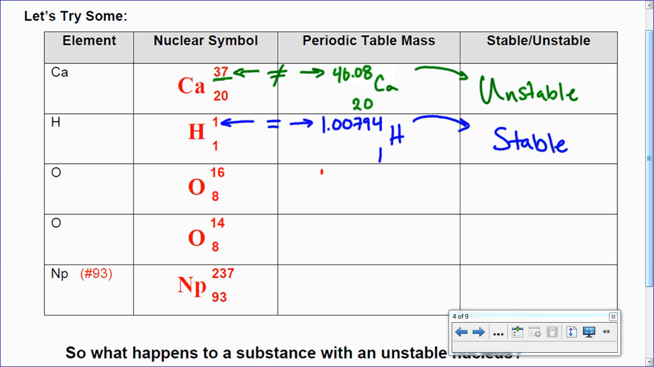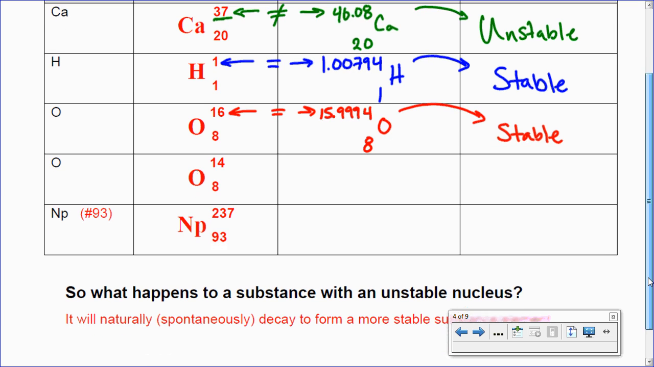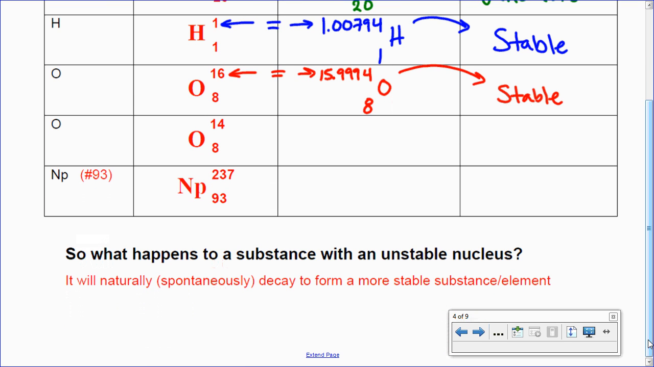Oxygen on the periodic table says 15.9994, and we've got 8 protons. And again, we're comparing the atomic masses. 16, 15.999, that might as well be equal. So therefore, we've got ourselves a stable isotope. You must do those 2 examples yourself. I'm just looking at the periodic table and doing what I told you to do.